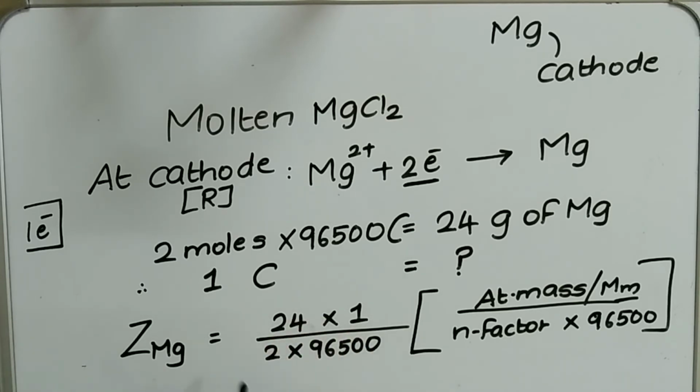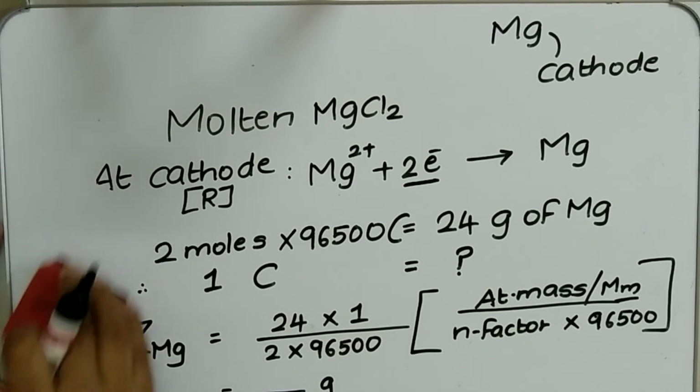This you have to calculate, and the answer will be in grams. Correct? That much grams of Mg is produced. Here we get one equation. Make a note of this equation. Okay, we'll move further.